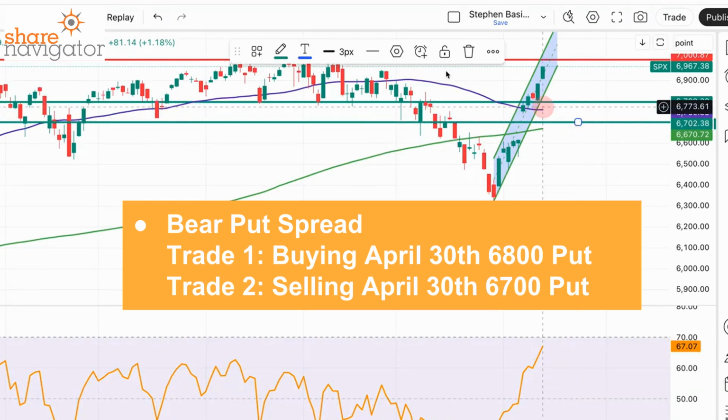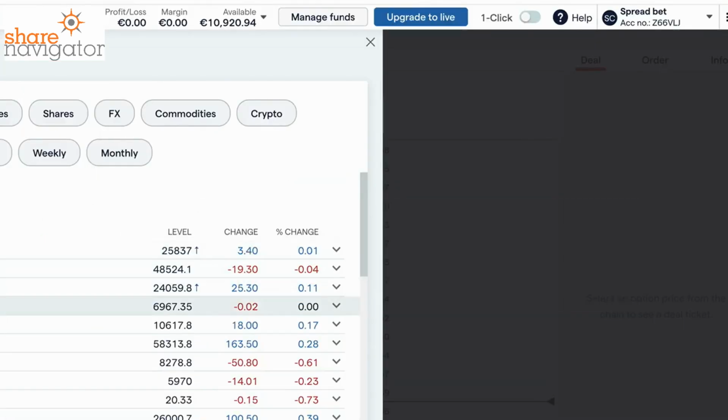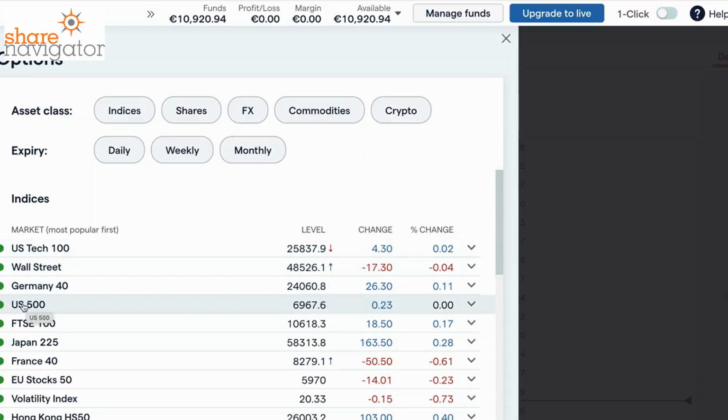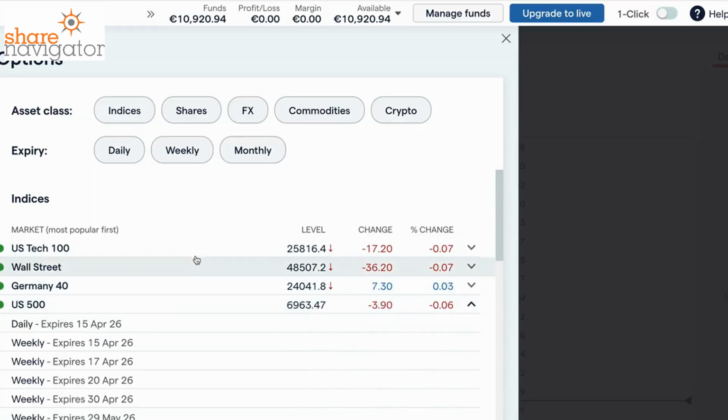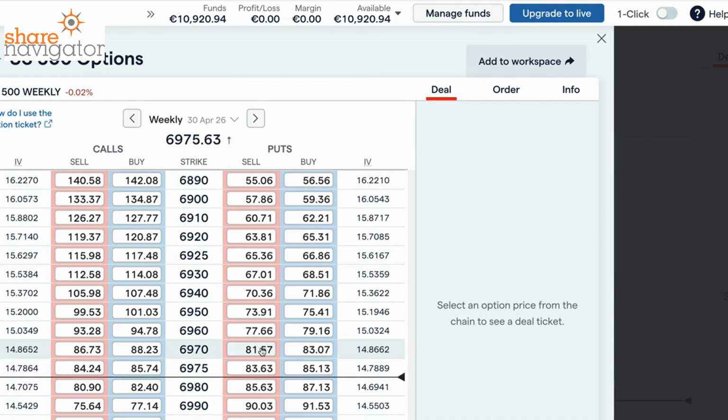Okay, so let me move on to the platform, show you how we place it. We're going to go in here to the US 500 on the IG index options. So you click on options on the left, US 500. And we're going to look at the April 30th expiry, which is only 2 weeks from now. So this is a very, very short-term trade.